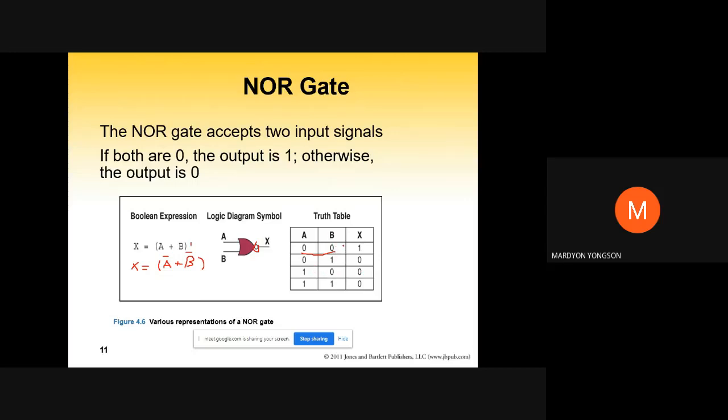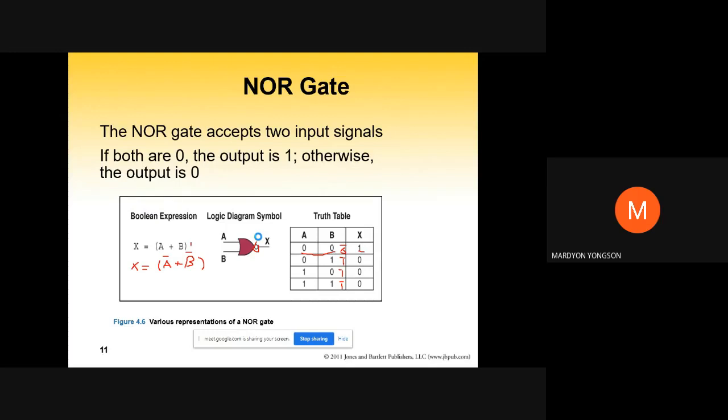So here, it's just the opposite of the OR gate. Since 0 plus 0 is 0, then 0 plus 1 is 1, 1 plus 0 is 1, 1 plus 1 is 1. And then we just invert it because it's a NOR gate. So, NOT 0, kaya 1 yung 0 plus 0. And then the NOT 1s, kaya 0 yung answer. So, this is the various representation of a NOR gate.